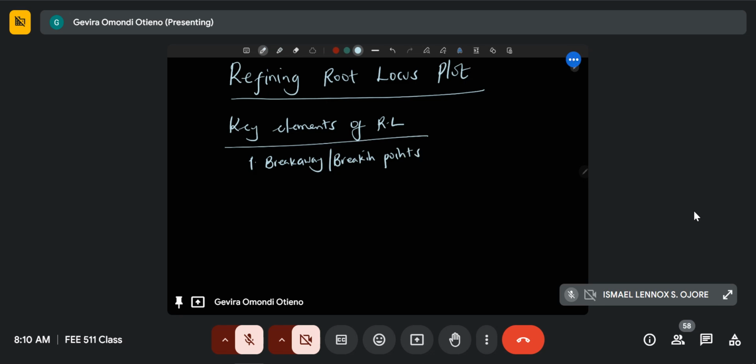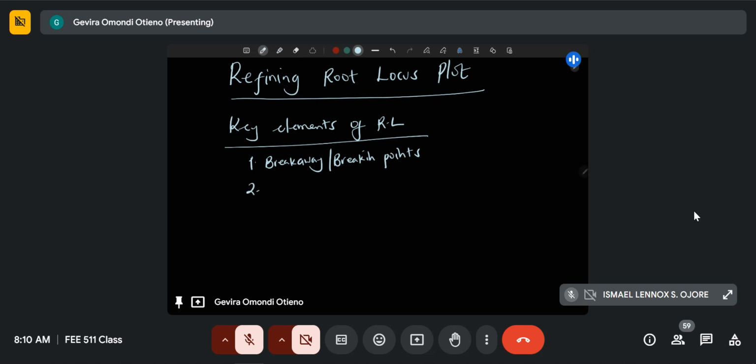Please note that sometimes a root locus plot can only have just the breakaway point. Sometimes it can only have the break-in points. Sometimes it has both. So if it has both, you have to calculate both breakaway and break-in points. If it is just one, then it's maybe just breakaway or maybe break-in. You will see from your sketch.